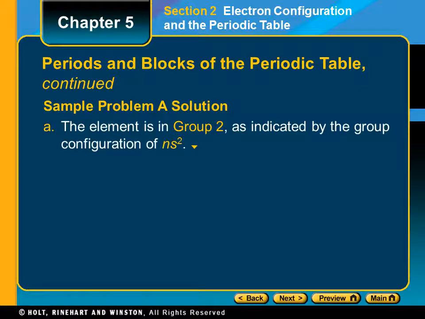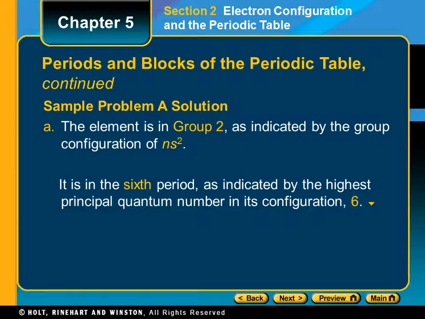The element is in group 2, as indicated by the configuration of ns2. So we've got that. It is in the 6th period, as indicated by the highest principal quantum number in its configuration, which was 6. So the element is in the s block, because s is the sublevel that's filled.